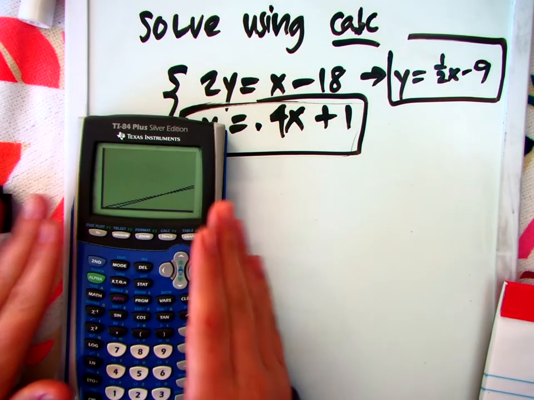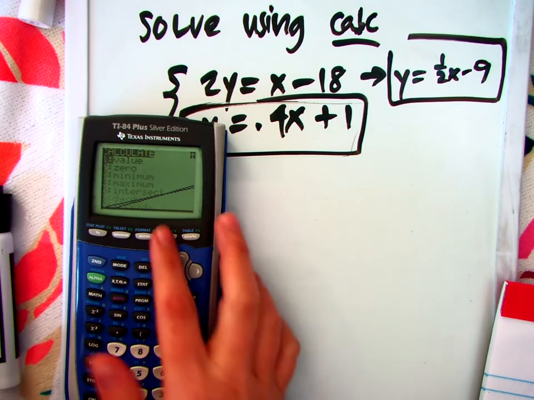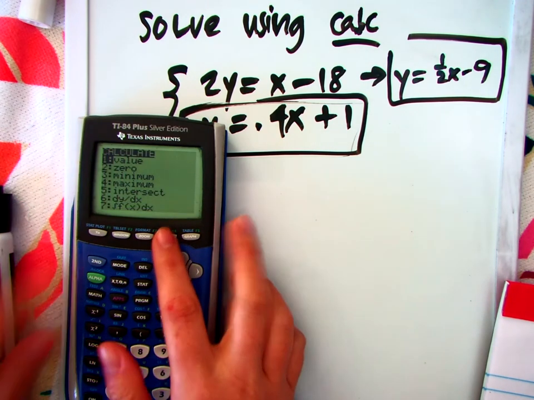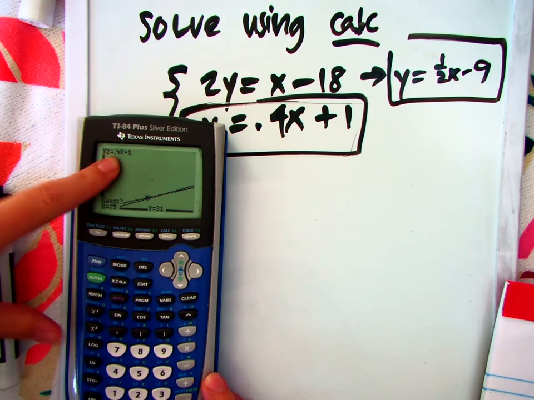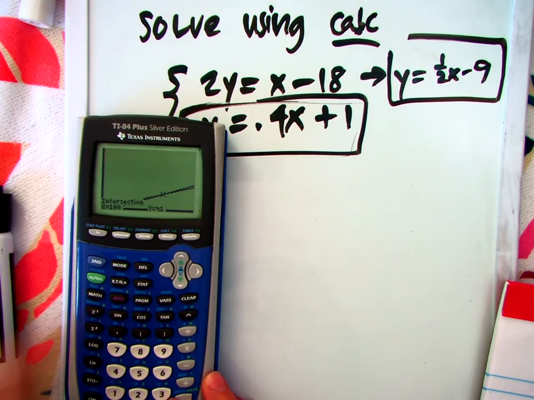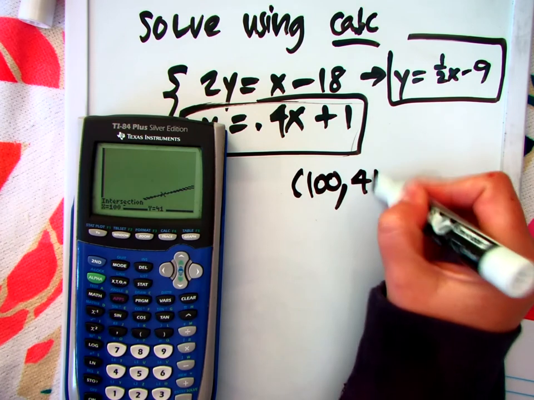So remember how to call up the intersection. Do not use your arrows. They're not precise. So second calc, second trace, intersect, first equation, yes. Second equation, yes. Guess, probably not, right? And then it tells us where the intersection is. So we're looking at the coordinate 141.